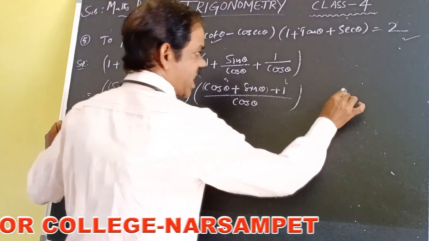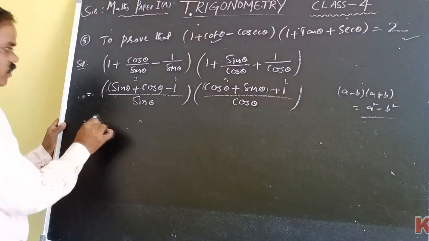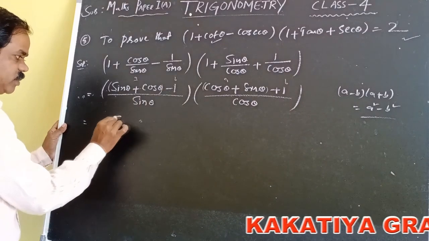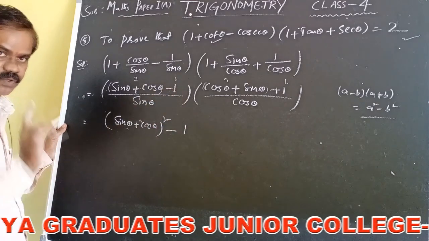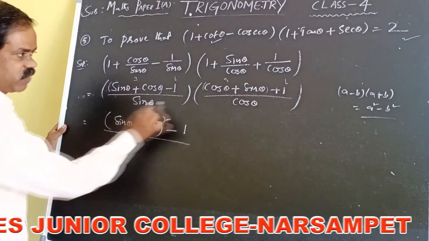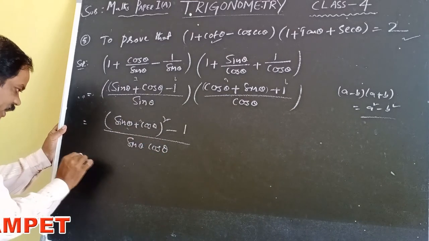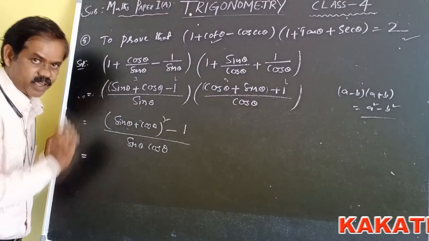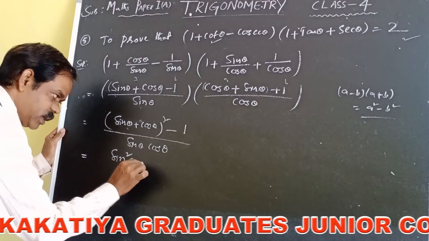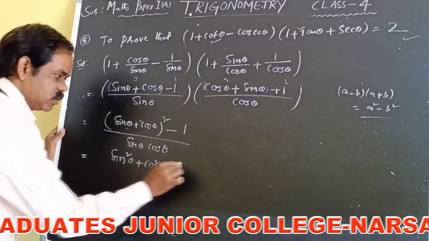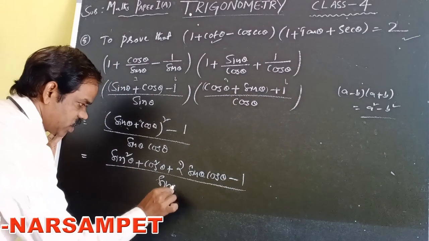We already have the formula (a minus b) into (a plus b) is equal to a square minus b square. So it becomes (sin theta plus cos theta) whole square minus b square, which is 1 square equals 1. In the denominator part, the multiplication is sin theta into cos theta. That's clear. Now it is in the form of (a plus b) whole square, so by the formula, (sin theta plus cos theta) whole square is equal to sin square theta plus cos square theta plus 2 sin theta cos theta, minus 1, whole by sin theta into cos theta.